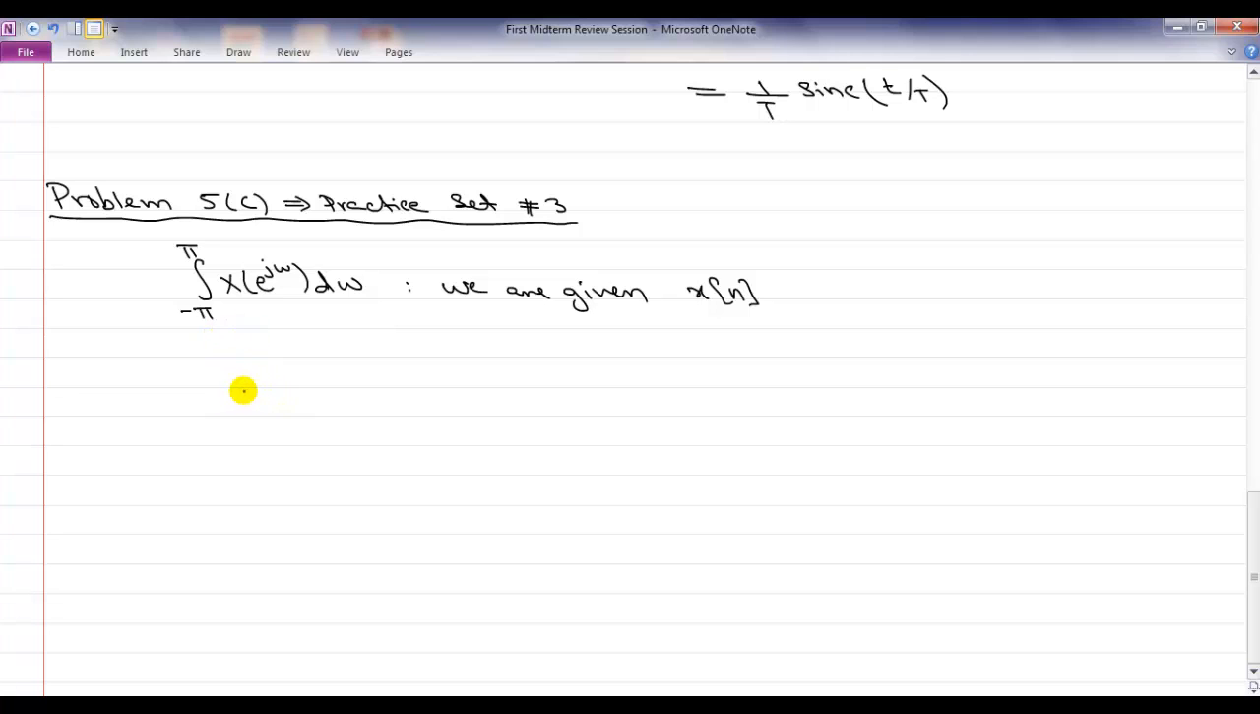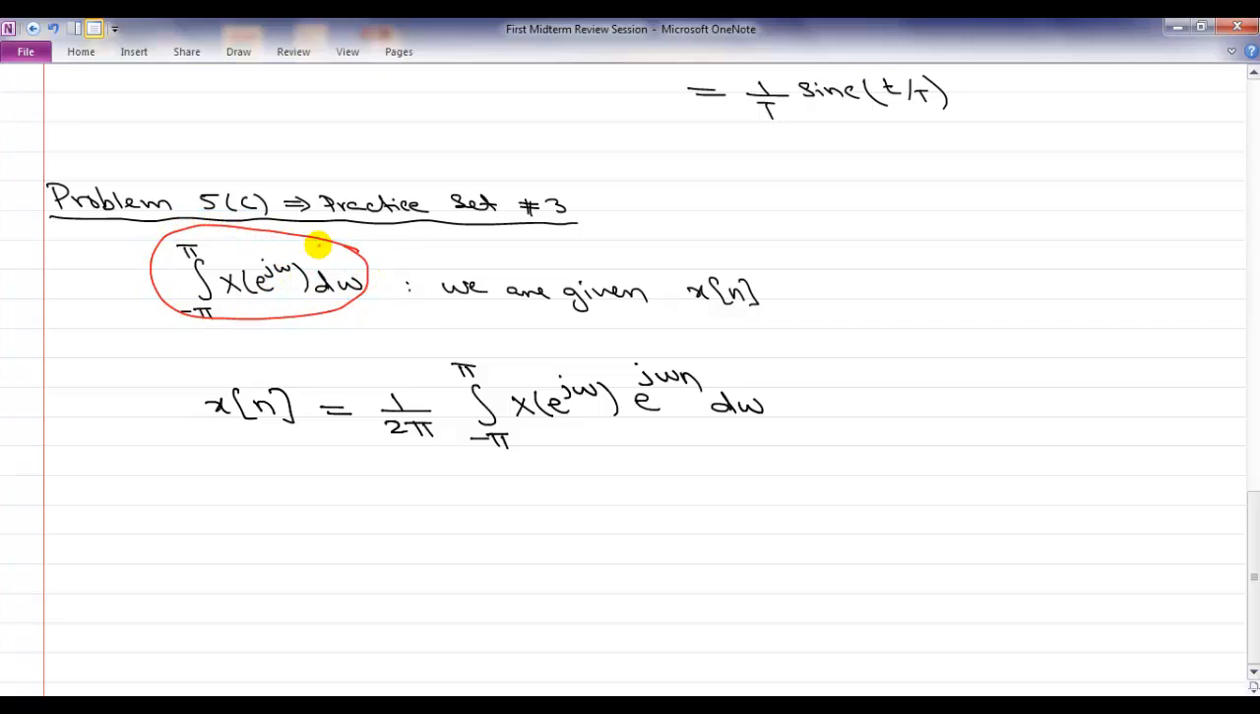Well, remember the definition of x[n]. Right? x[n] is defined as 1 over 2 pi, integral from minus pi to pi. So I'm just writing the definition for the inverse Fourier transform. Right? Minus pi to pi, X of e to the j omega, e to the j omega n d omega. So if you compare, we are interested in evaluating this part, right?